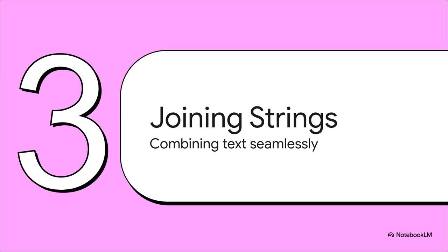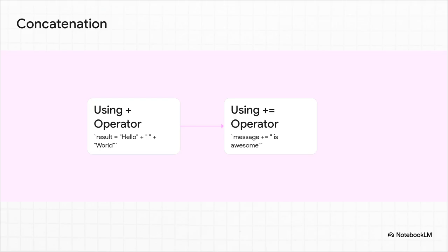Now, let's flip that around and look at how we can join them together. Putting strings together is called concatenation. And the easiest way is to just use the plus sign, just like you're adding numbers. But here's a little pro tip for you. Doing this over and over again in a big loop can actually be kind of slow, because every single time it has to create a whole new string in memory. So for building really big strings, you might want to look at a different method like .join.